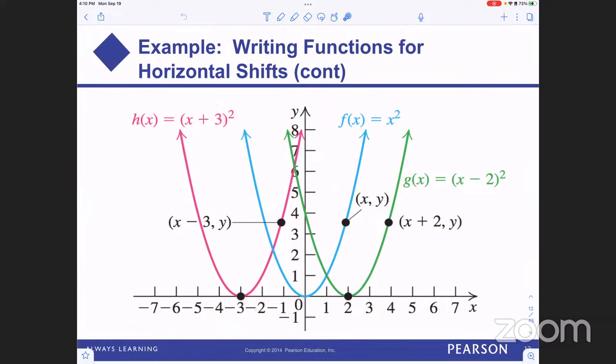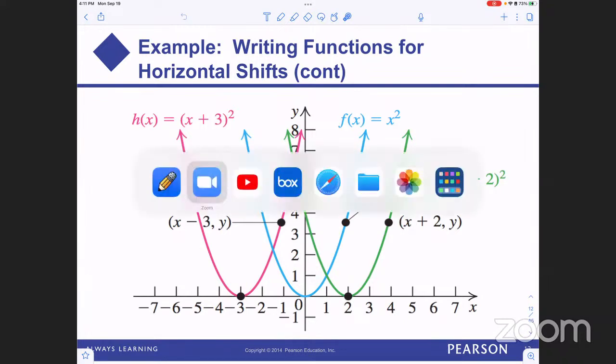The way I remember it, I ask myself, what value of x makes this 0? Or in other words, what's the x-intercept there? Well, positive 2 is the x-intercept, so that means we went to the right by 2. Negative 3 is the x-intercept there, so we went left by 3. So yeah, inside typically is the reverse of our intuition.